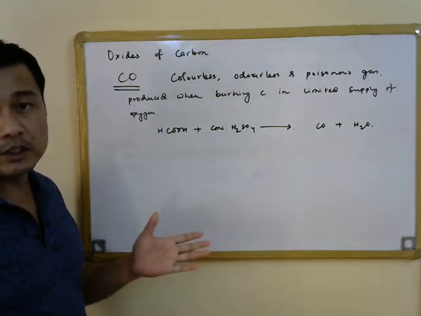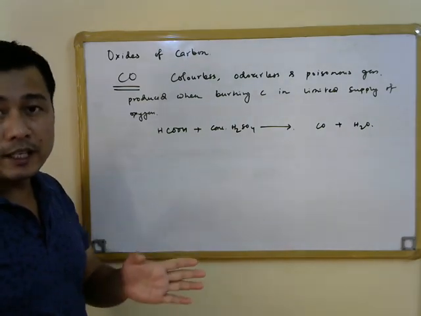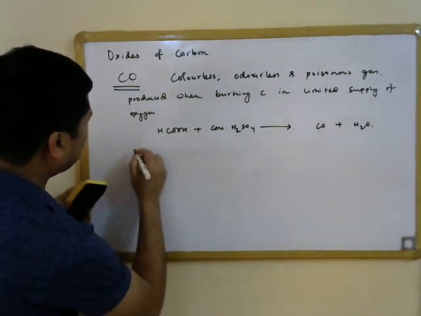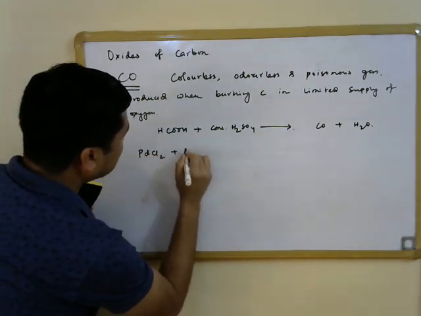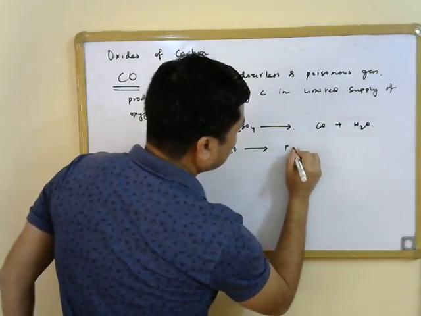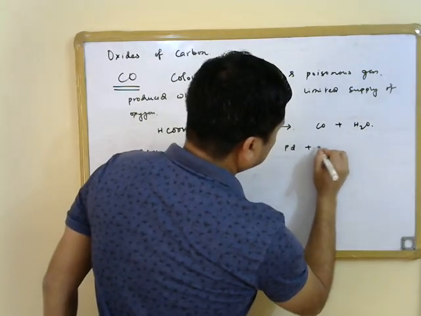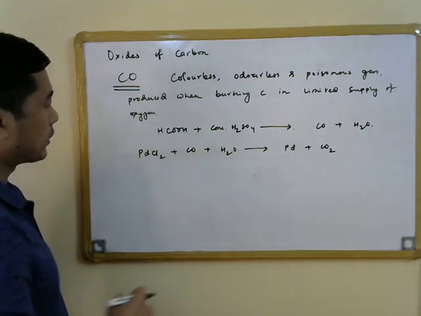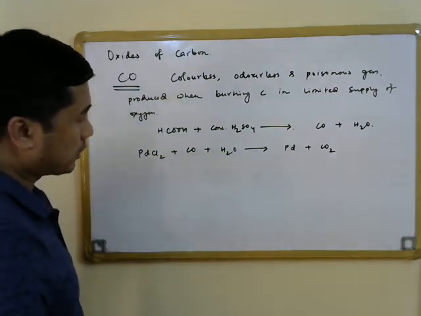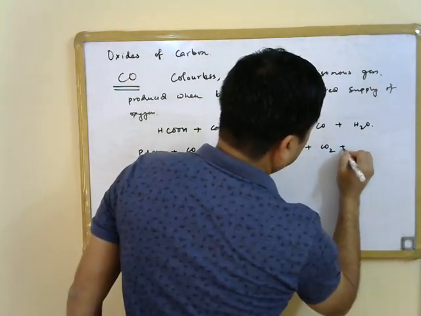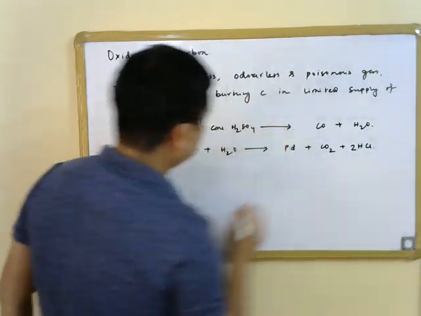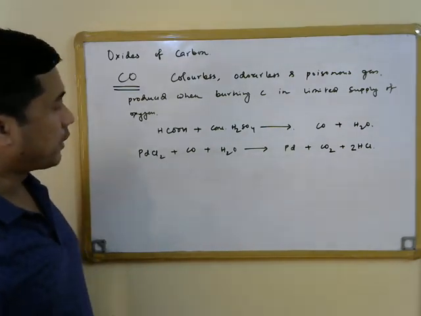So once the palladium chloride solution turns into black metallic palladium, we will know that carbon monoxide is present in the atmosphere. So the reaction involved is PdCl2, carbon monoxide in presence of water gives you metallic palladium. Carbon monoxide will get oxidized to carbon dioxide because palladium is reduced here from +2 to zero oxidation state. HCl is also going to be there, so this is going to be 2 HCl, and the reaction is balanced in this way.